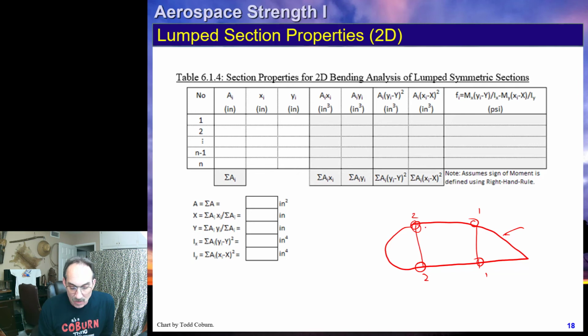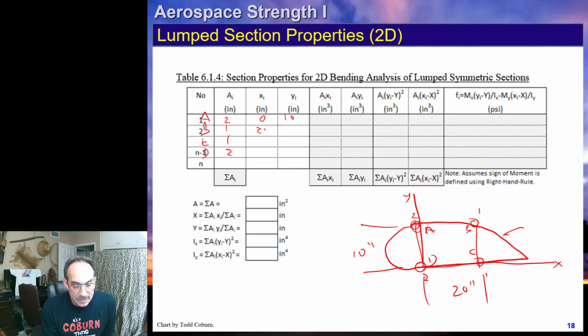That means that if this is A, B, C, D, A, B, C, D, then area 1, this is 2 square inches, 1 square inch, 1 square inch, 2 square inches. If we define x and y from this point, then actually A is at 0, and let's say this is 10 inches. Let's say this is 20 inches. A is at 0, 10. B is at 20, 10. C is at 20, 0, and D is at 0, 0.